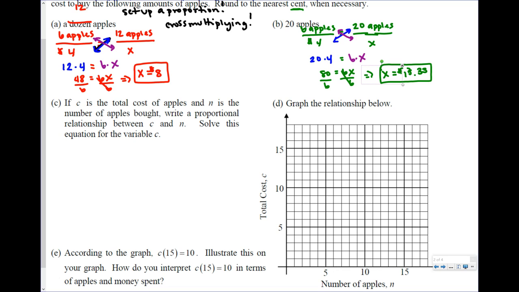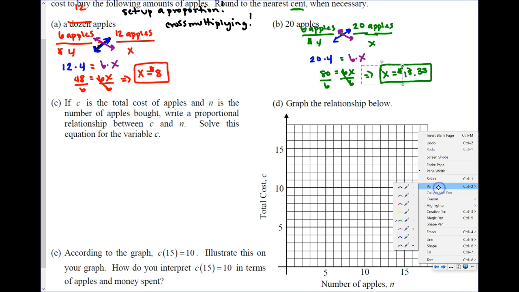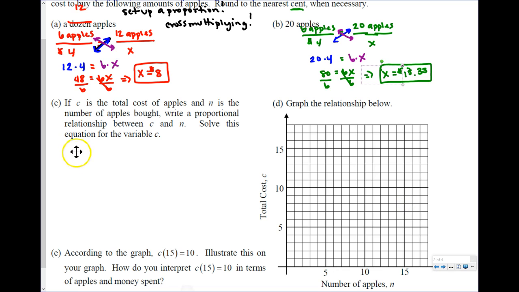If C is the total cost of apples and N is the number of apples bought, write a proportional relationship between C and N. Then solve this equation for C. So this is tricky, the way it's worded, but it's basically asking you to start off with your 6 apples per $4 like usual. But now, instead of setting it equal to something you know, like I know I want to buy a dozen or 20, we want to know, what happens if I want to buy any number of apples?